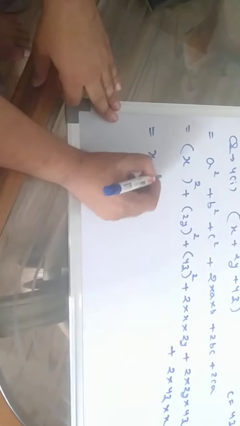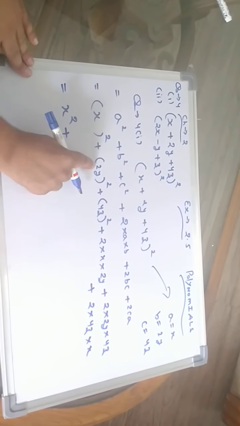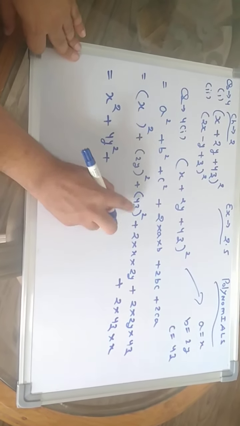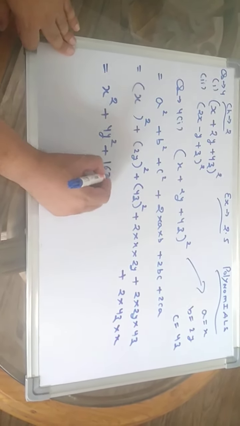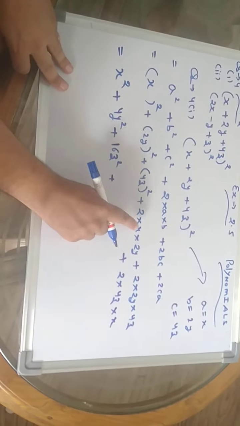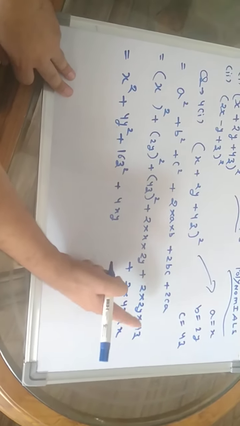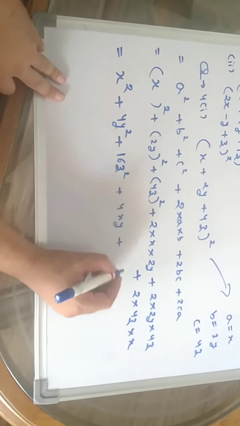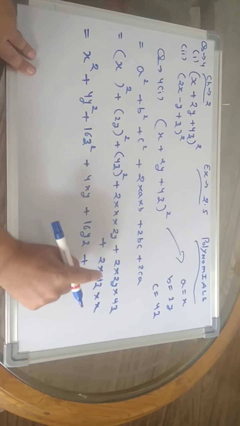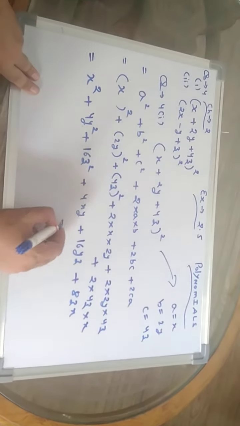X whole square is written as x square. 2y square means you put the square of 2 and y also. 2 square is 4 and y square is y square. Again 4z square means 4 square multiplied by z square. It comes to be 16z square. And then 2 into x into 2y becomes 4xy. 2 into 2y into 4z becomes 16yz. And then the last one, 2 into 4, 8, and zx is your answer.